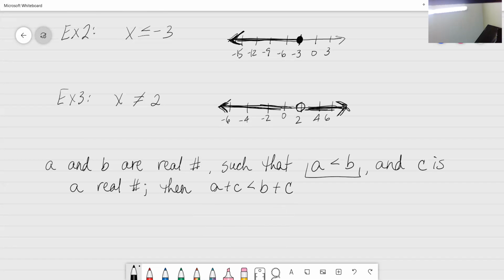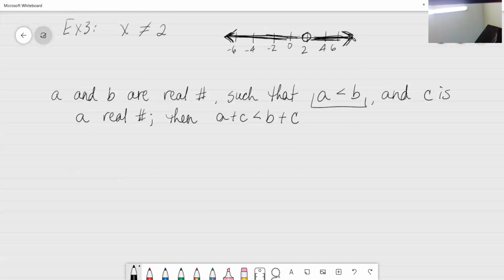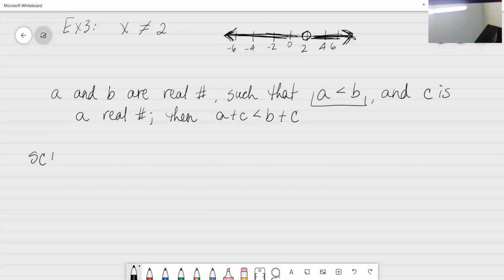Let's go ahead and do skill check 1. This is in the middle of page 122. Skill check 1 asks us to graph a couple of inequalities, and then we're going to solve and graph some solution sets. So if we look at number 1, then we see that x is less than 7.